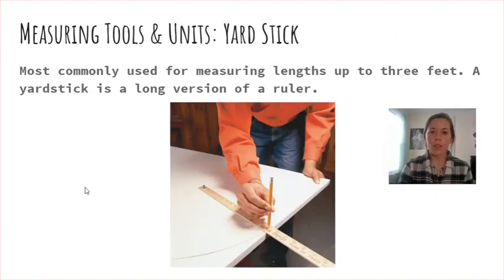So when I'm thinking of the yardstick, you're like, how do we use a big yardstick? What do people often use a yardstick for? It's most commonly used for measuring lengths up to 3 feet, because we found out there are 3 feet in 1 yard. A yardstick is basically, like I said, a long version of a ruler. You can see in the example that this guy looks like he's measuring the dimensions, the sides of maybe an object that he's trying to build or cut out of this piece of plywood or plastic. Can you think of any other reasons you might use a yardstick? All right, let's move on to our last tool.